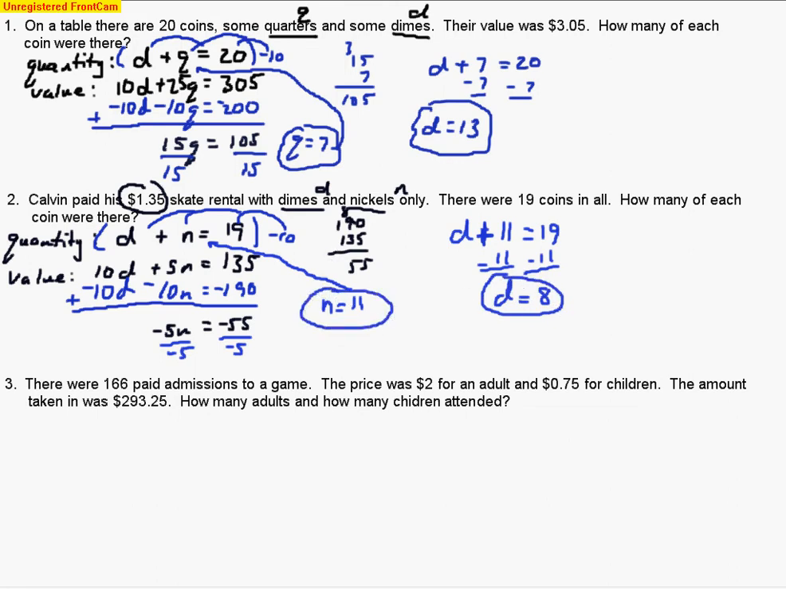Well, got another one to try. This time it's a little different. It's not dealing with coins, but it's similar. It's dealing with ticket prices. So we got 2 different ticket prices and a total number of people that went.